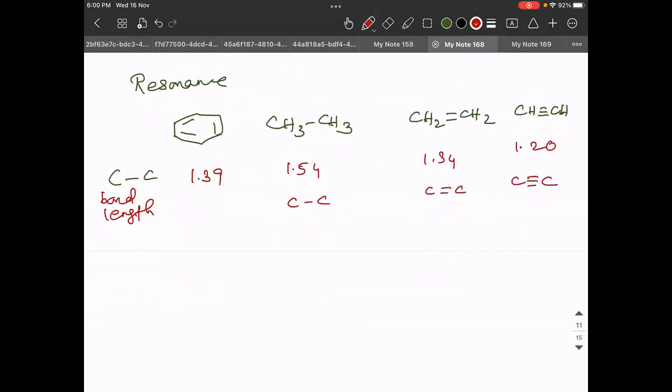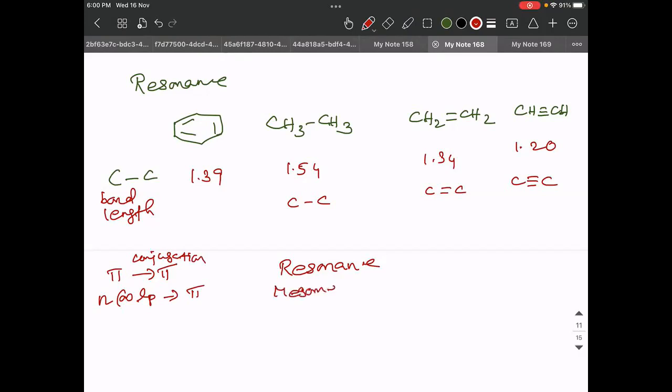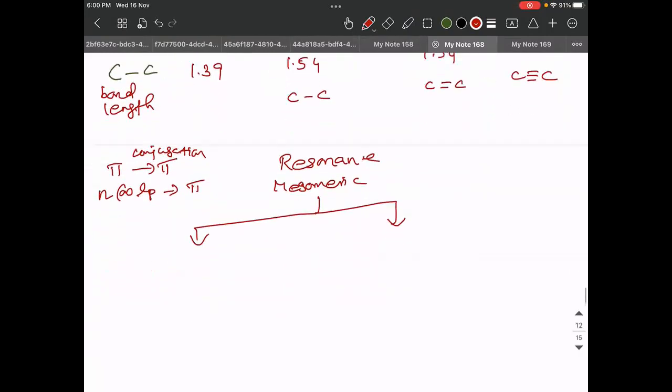Now the resonance can also be mesomeric. Listen carefully. When a pi electron is involved with a pi electron, it is called resonance. When a non-bonding electron or lone pair of electrons is in conjugation with a pi bond, it is termed mesomeric. That mesomeric or resonance effect can be classified into two types: plus M effect or minus M effect.